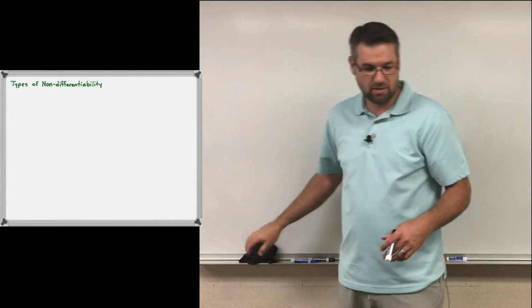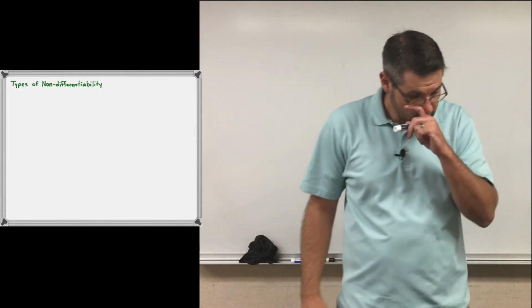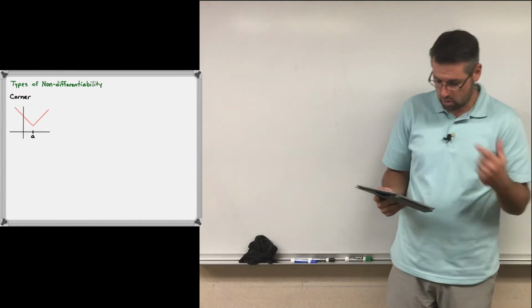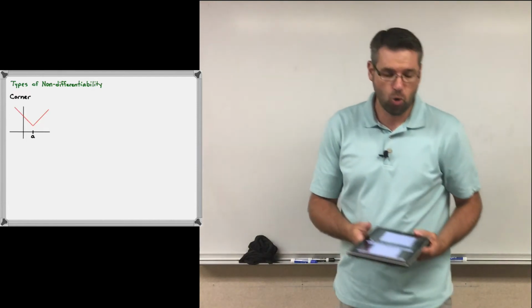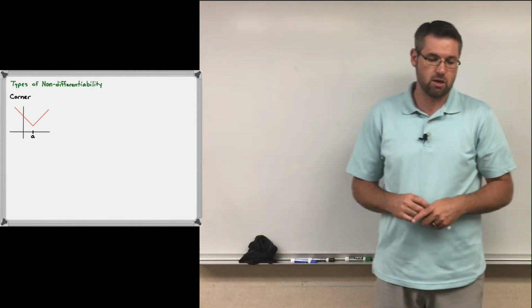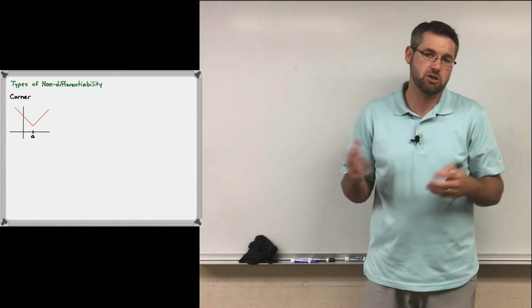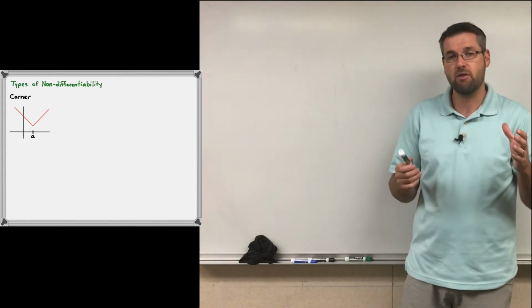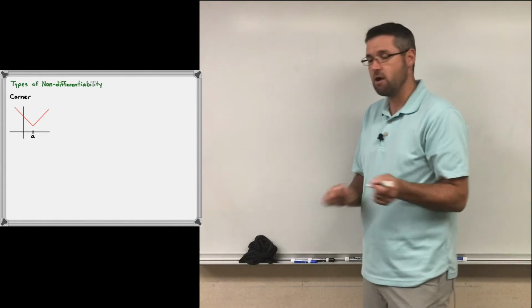Now let's talk about the different kinds of non-differentiability. And I'm going to kind of put them up here, but we'll go through them a little bit slower on the board. The first one is a corner. And the idea of a corner, the example I gave you here is kind of like an absolute value function. Absolute value function is a corner, but there's also a lot of different other types of corners. So we have to be careful with that.